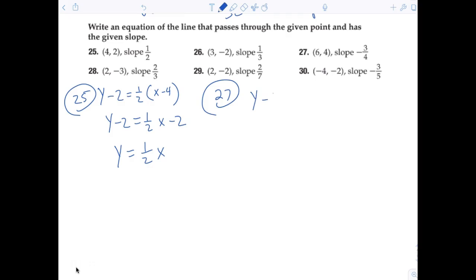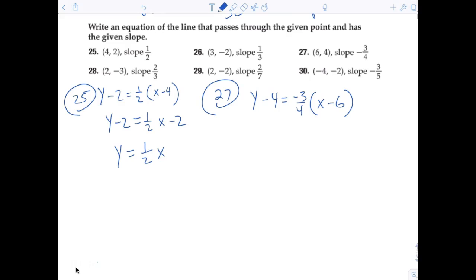y minus 4 equals negative 3/4 times x minus 6. Beautiful. All right, so that's the first step.